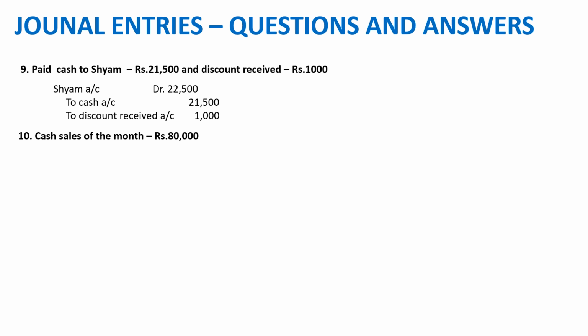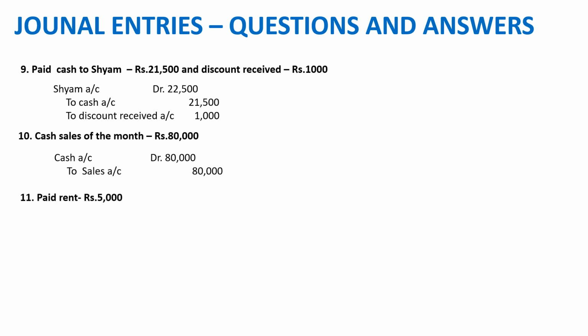Next transaction, cash sales of the month 80,000, right? So cash sales, cash is an asset. So 80,000 the business has received. So cash has gone up, asset is increasing. At the same time, sales is income. Any income is always credit. So what entry are you going to post? Cash account debited to sales account, 80,000.